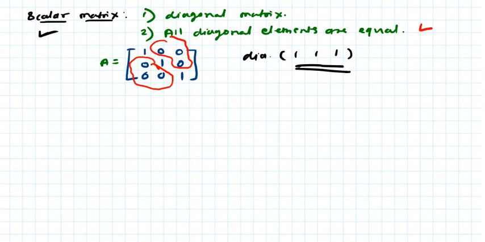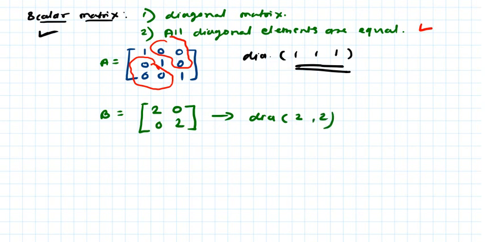so that is why it is a scalar matrix. Okay, second example, suppose matrix B, 2 0 0 2. Now is it a scalar matrix? The answer is yes, because firstly it is a diagonal matrix, and second thing, all the diagonal elements are equal. Diagonal contains the elements 2 and 2, which are equal, so that is why it is a scalar matrix.